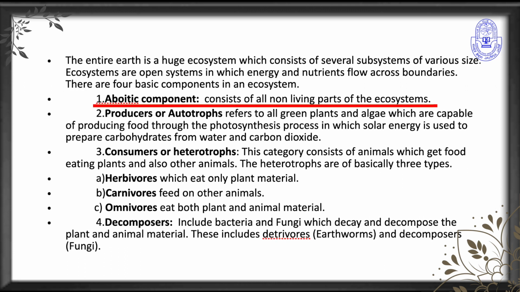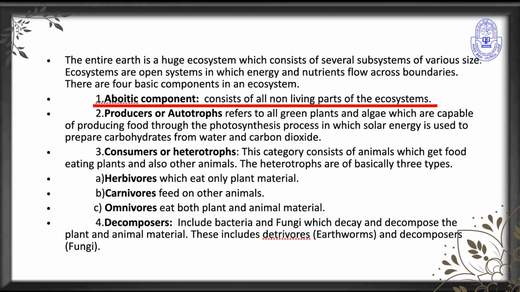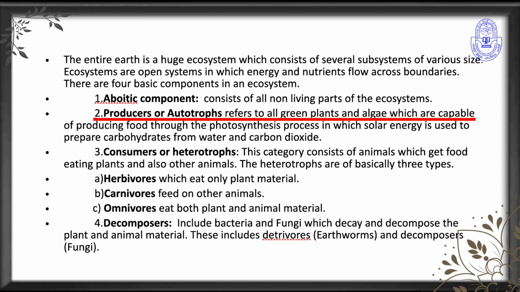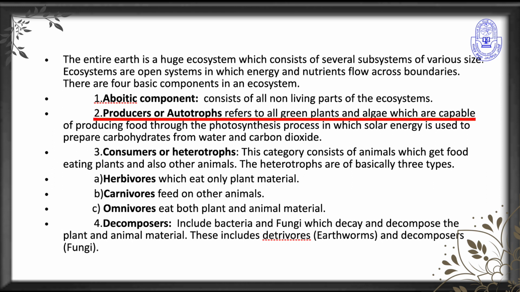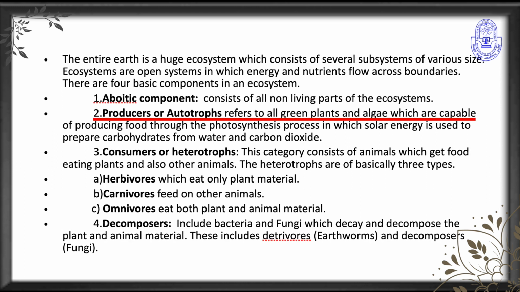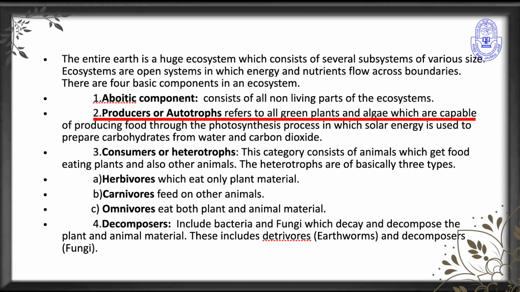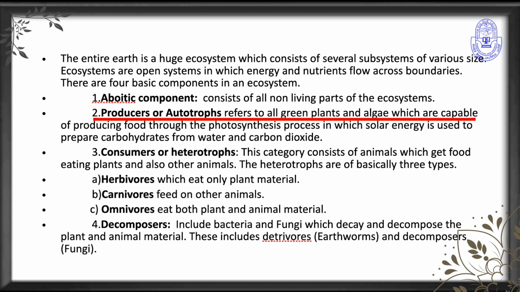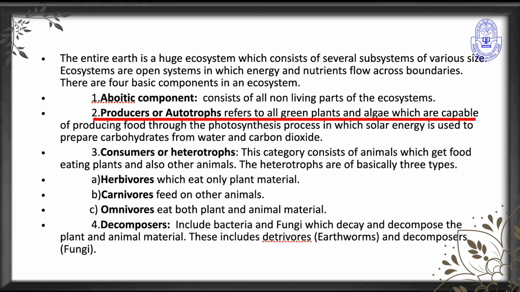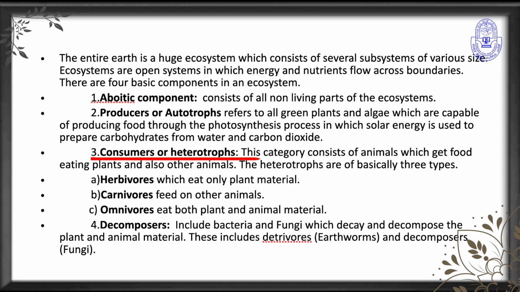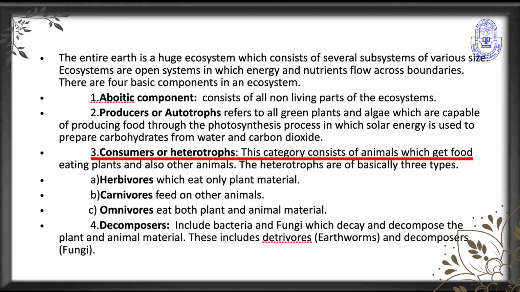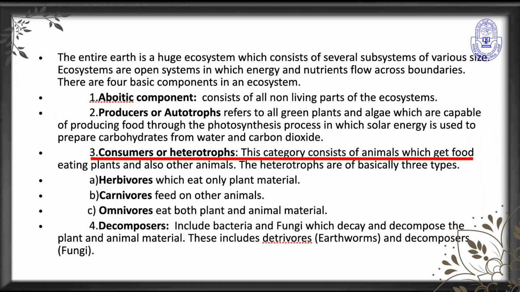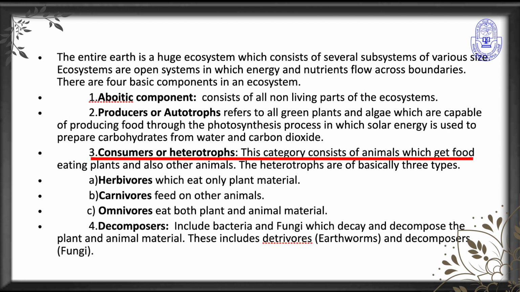Abiotic component consists of all non-living parts of the ecosystems. And the producers or autotrophs refers to all green plants and algae which are capable of producing food through the photosynthesis process in which solar energy is used to prepare carbohydrates from water and carbon dioxide. And the third one is consumers or heterotrophs. This category consists of animals which get food by eating plants and also other animals.